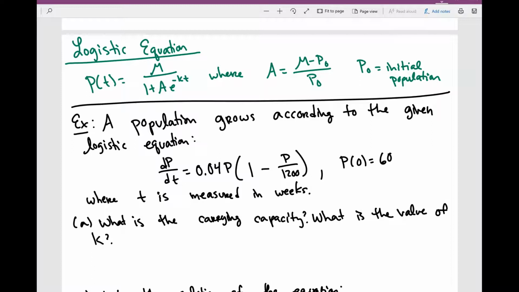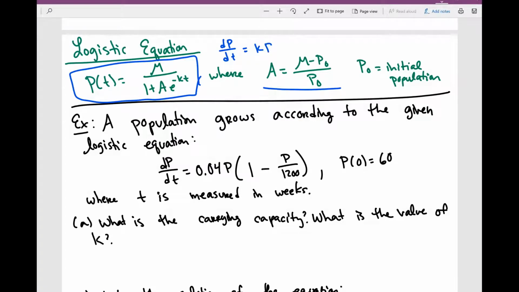So here's a question with the logistic equation. And I wrote here in green basically what the logistic equation was. Here is basically the solution. Okay, the solution to the logistic equation. Here is what A was. And if you remember correctly what the logistic equation was in differential equation form.